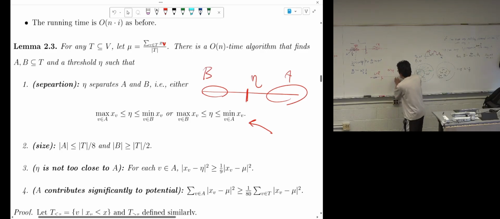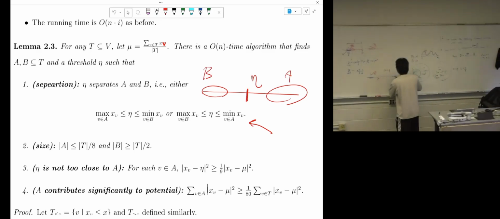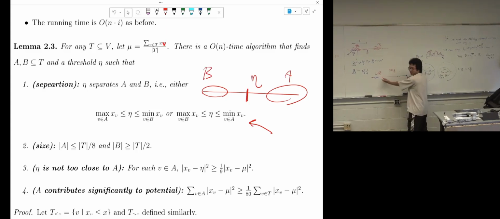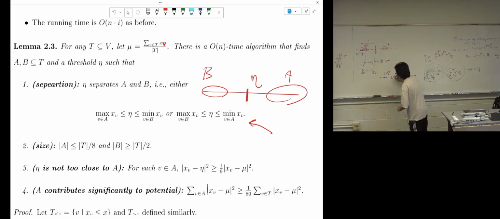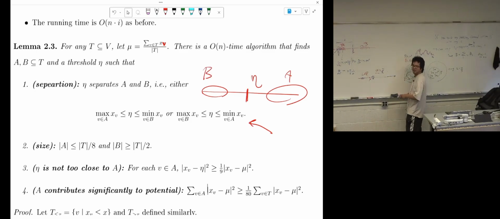Exactly. There must be some guy on the right that is so far away. The potential is a square, right? So if there is maybe one guy here that is really far away, then it contributes to the potential so much. But at the same time, the right needs to be quite big, more than half. So there must be a bunch of guys that are close to the mean, and a tiny few nodes that are really far away.